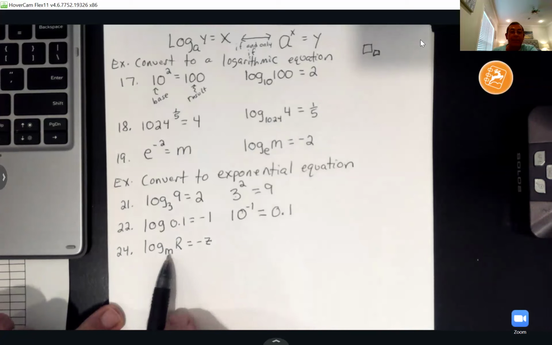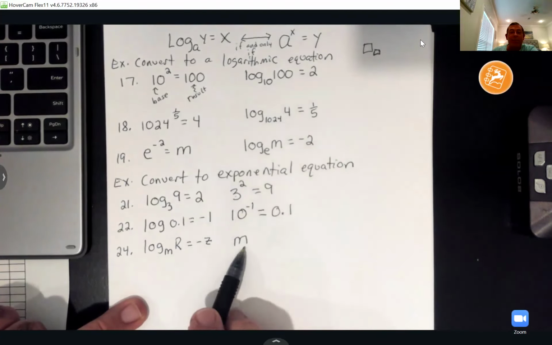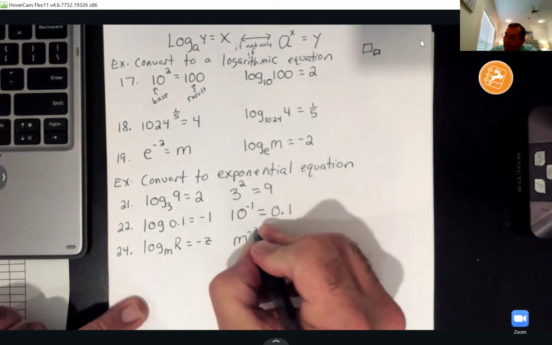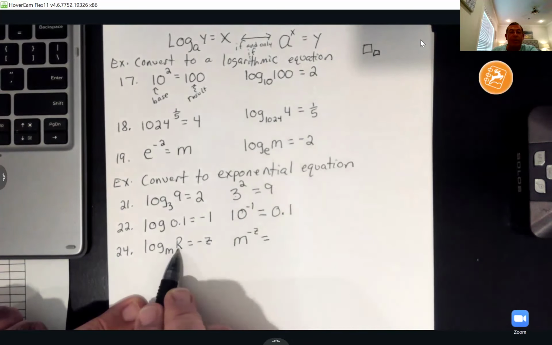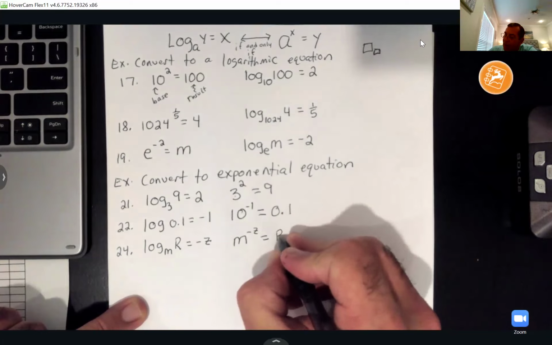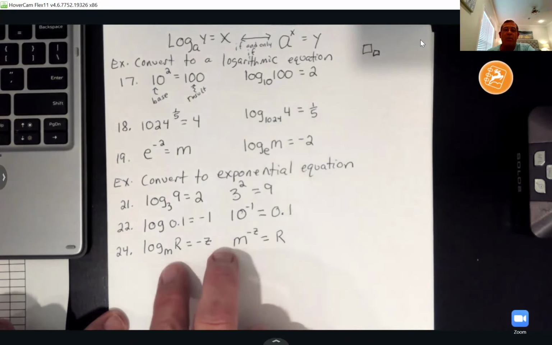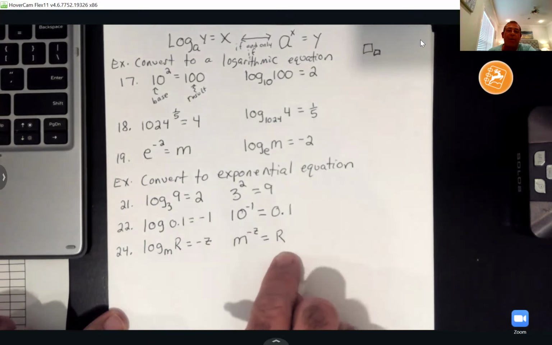Well, the base is my m, right? The exponent m is raised to would be the -z. And m to the -z equals the result of an r. So this one, they're not giving you numbers and stuff on this 24. They're just giving you letters to see if you know where to put them over here, okay?